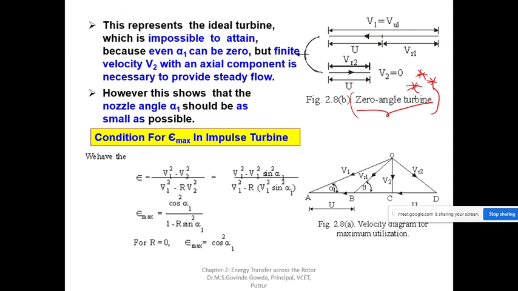So for impulse turbine, again we can use this epsilon max equal to cos square alpha 1. Just give me a second.